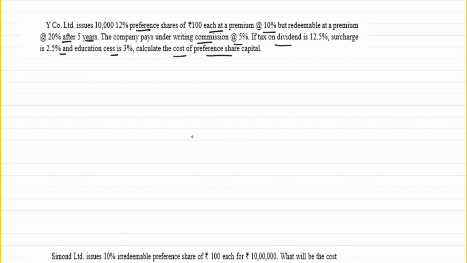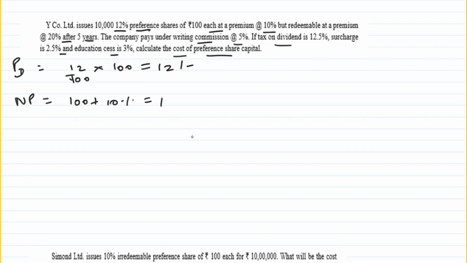Okay, let's look at the various data. Let's start with preference dividend. How much is the preference dividend? It's 12% of the face value, that is rupees 100. So the preference dividend is 12. Let's look at the next part, that is net proceeds. Net proceeds is how much? It's issued at a premium of 10%. So 100 plus 10%, hence the value is 110.